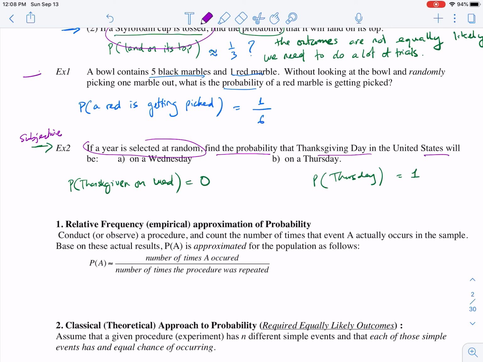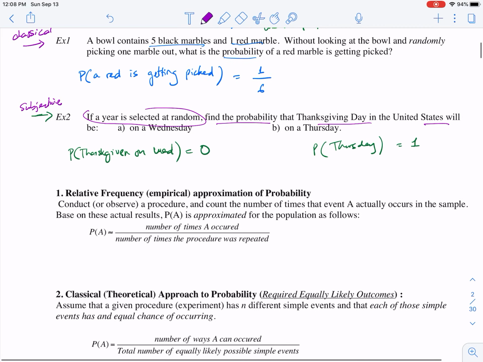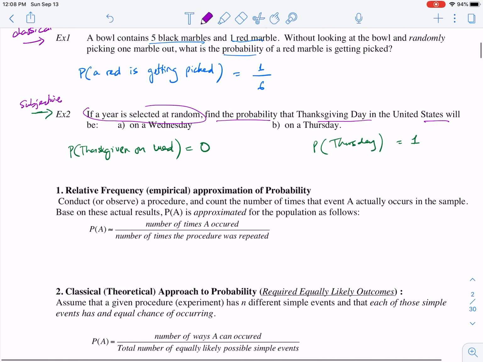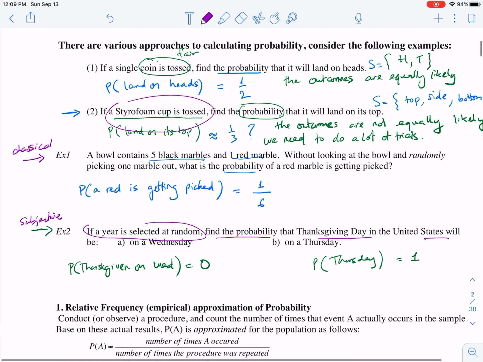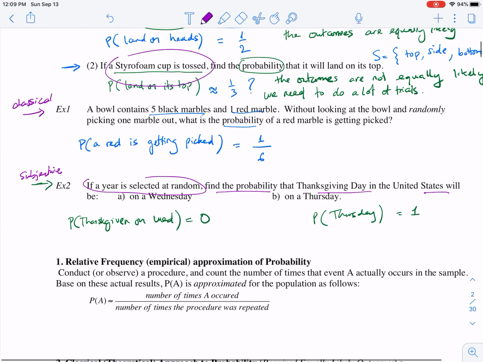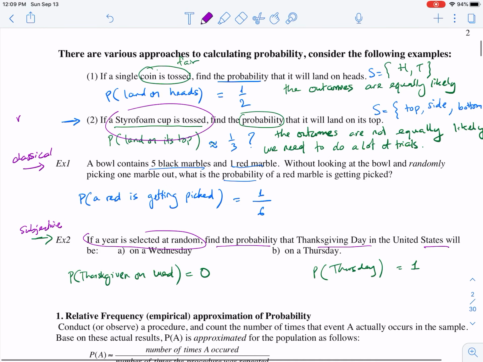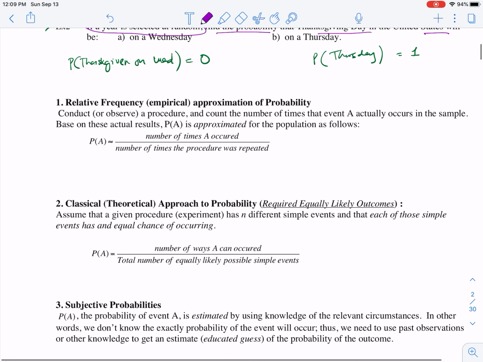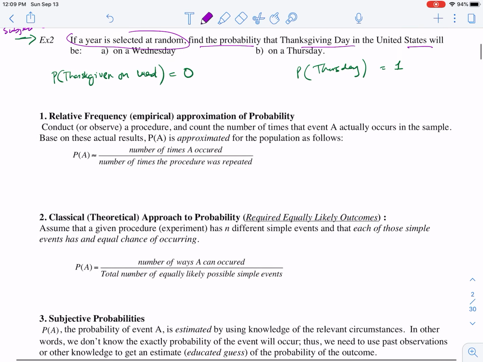And then this is more like a classical approach. Okay. All right. And then this one here is more of a relative frequency approach. Okay. So let's discuss these 3 different methods briefly.